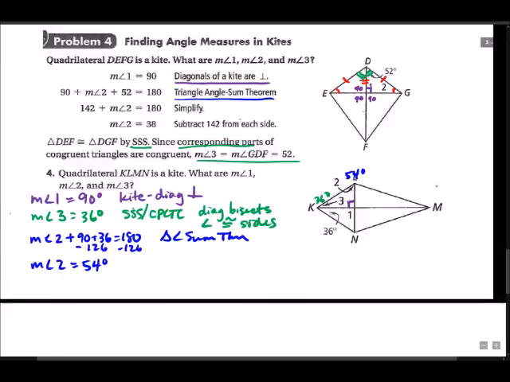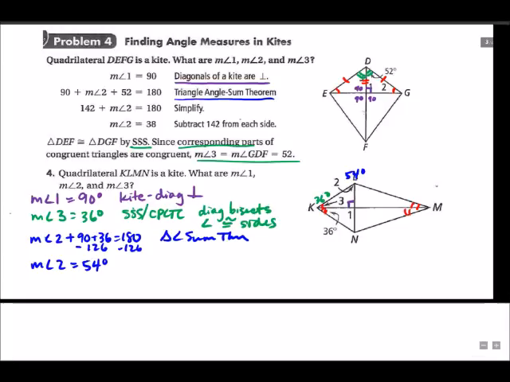But we can say now, and this is not an official theorem, that if you have a kite, the diagonals bisect the angles of the congruent sides, the included angle on the congruent sides. So that is these two angles up here and these two angles down here. So that's something that we can use. And then triangle angle sum theorem gets us the measure of angle 2.